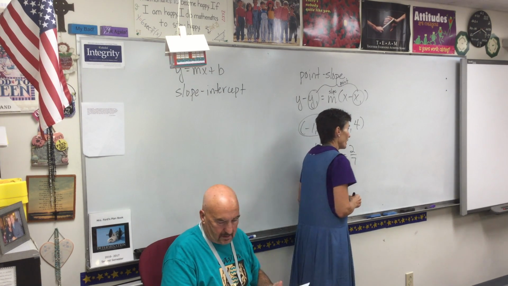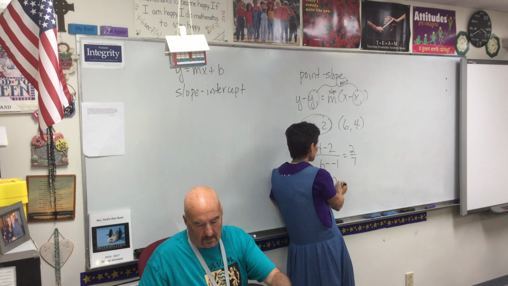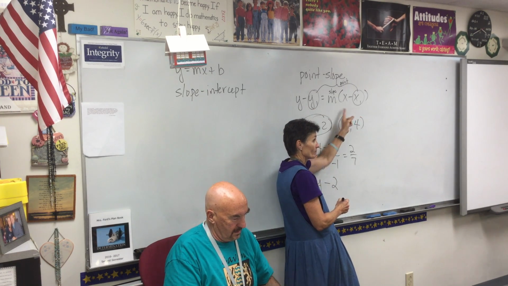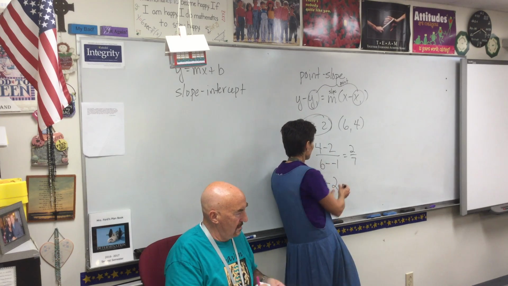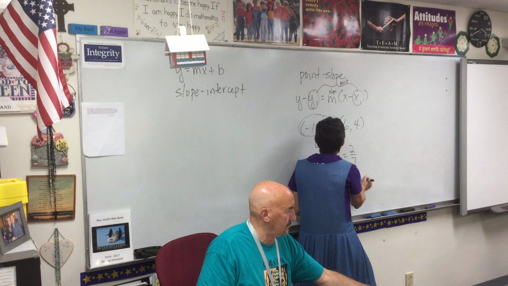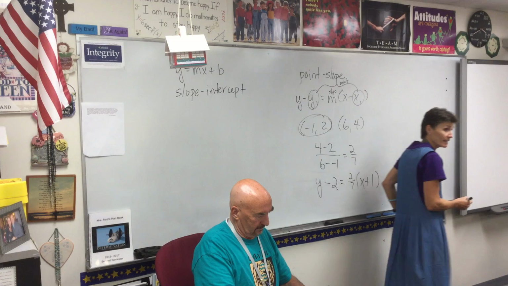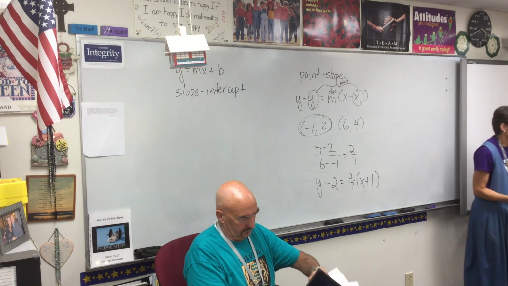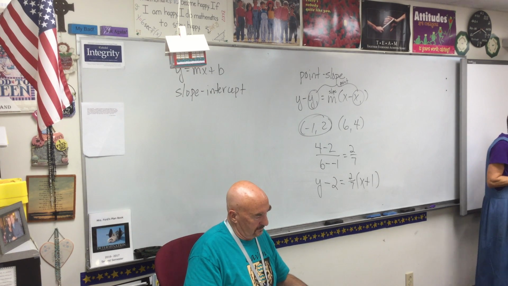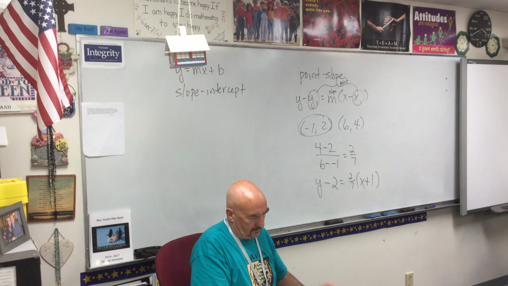Now, what's it look like? Well, apply your formula. Y minus 2. Remember, the point is the x1, y1. So y minus 2 equals 2/7 x plus 1, because it's minus a negative. You're done. That is the point slope form. So you can stop right there. But you can keep going.